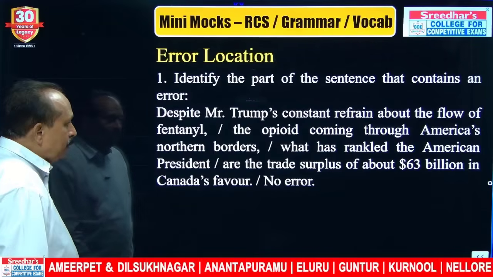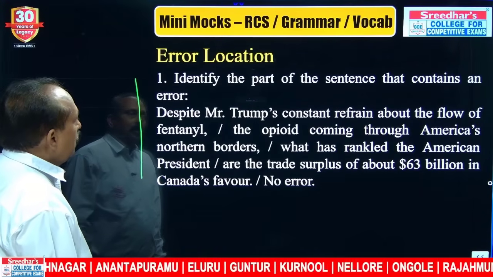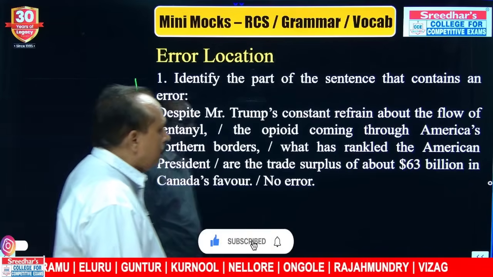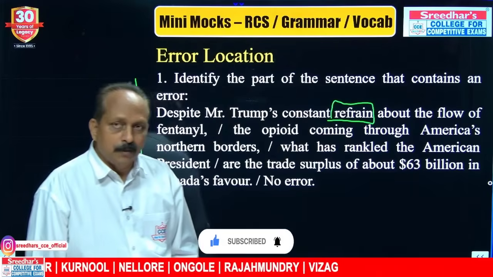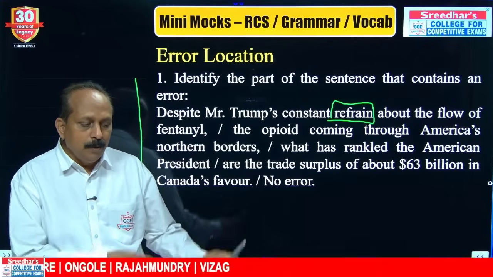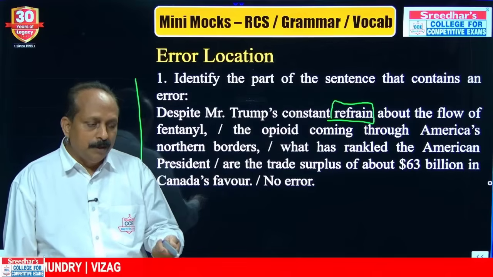We still have 3 minutes. Try to spot the error, not easy. Error location question. Despite Mr. Trump's constant refrain about... I always tell students, we have combinations, we have exceptions. Refrain takes the preposition from. Based on a fixed idea, you may think refrain about is the wrong combination.